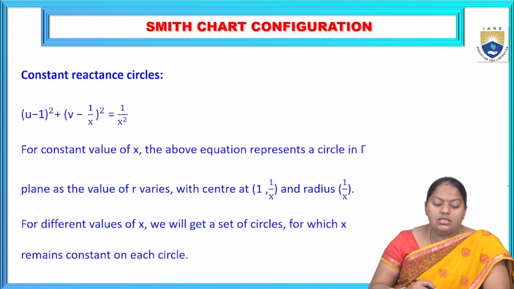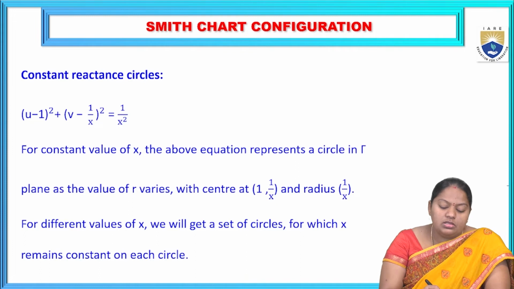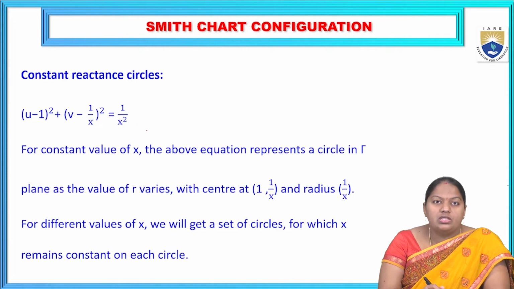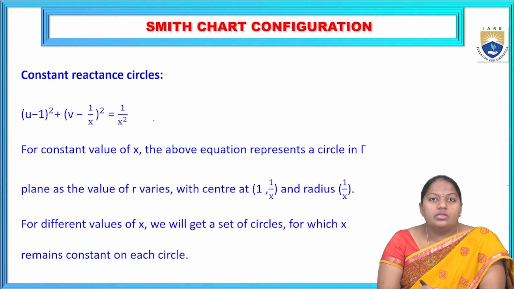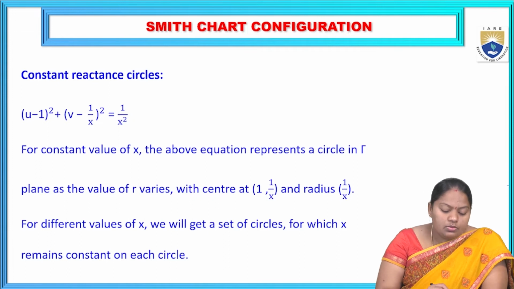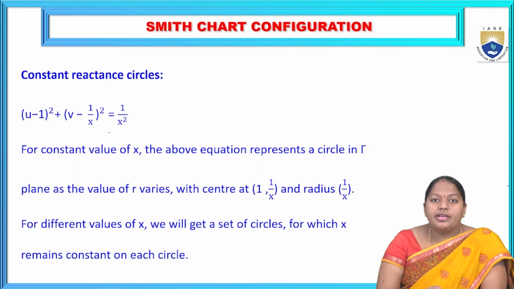Okay. Next, to draw the constant reactance circles. Again, consider the imaginary part of the normalized impedance plane. We will be considering the constant reactance circles as (u minus 1) whole square plus (v minus 1 by x) whole square equal to 1 by x square, where x is the notation for reactance, hence the name constant reactance circles.